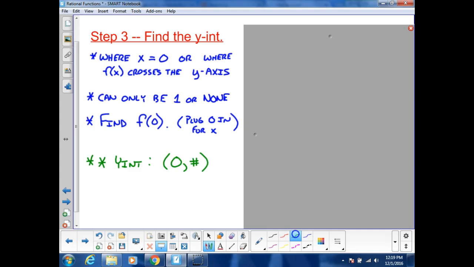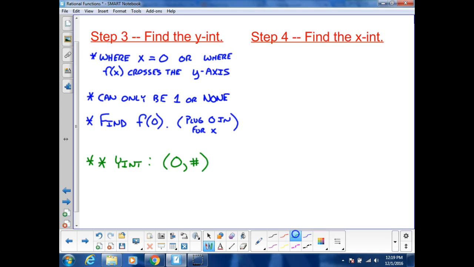So, it should go on your note card as step 3. And then on the back side of your note card would be find f of 0. Okay? Step 3 is you find f of 0, plug in 0 for x. Okay? So what do you think step 4 is going to be then? Find the x-intercepts. Okay? So, what is an x-intercept?